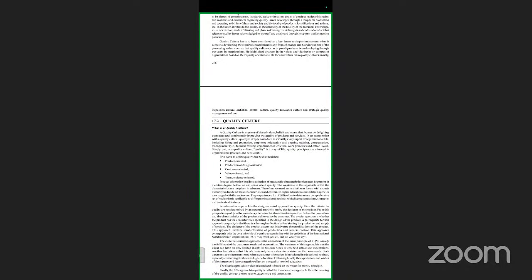Quality is a way of life. Quality principles are monitored as organizational practices by behavior. There are five ways quality can be defined: product oriented, production or design oriented, customer oriented, value oriented, and finally transcendent oriented. Here there is quality culture.